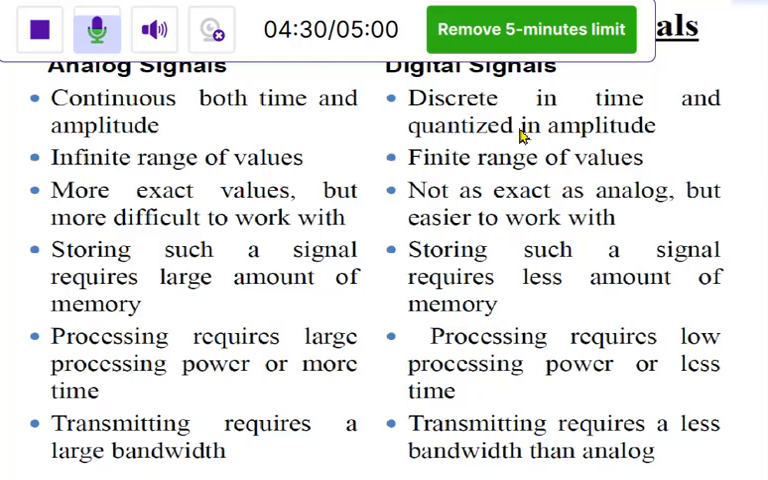First is continuous and not continuous in time and amplitude. Next, infinite and finite range of values. Then more exact value and less exact value. Storing the signals requires a large amount of memory here, but a lesser amount here. The processing power will be large here and less here. Transmitting requires high bandwidth here and less bandwidth there. So this is the first video regarding the difference. I took only 5 minutes.